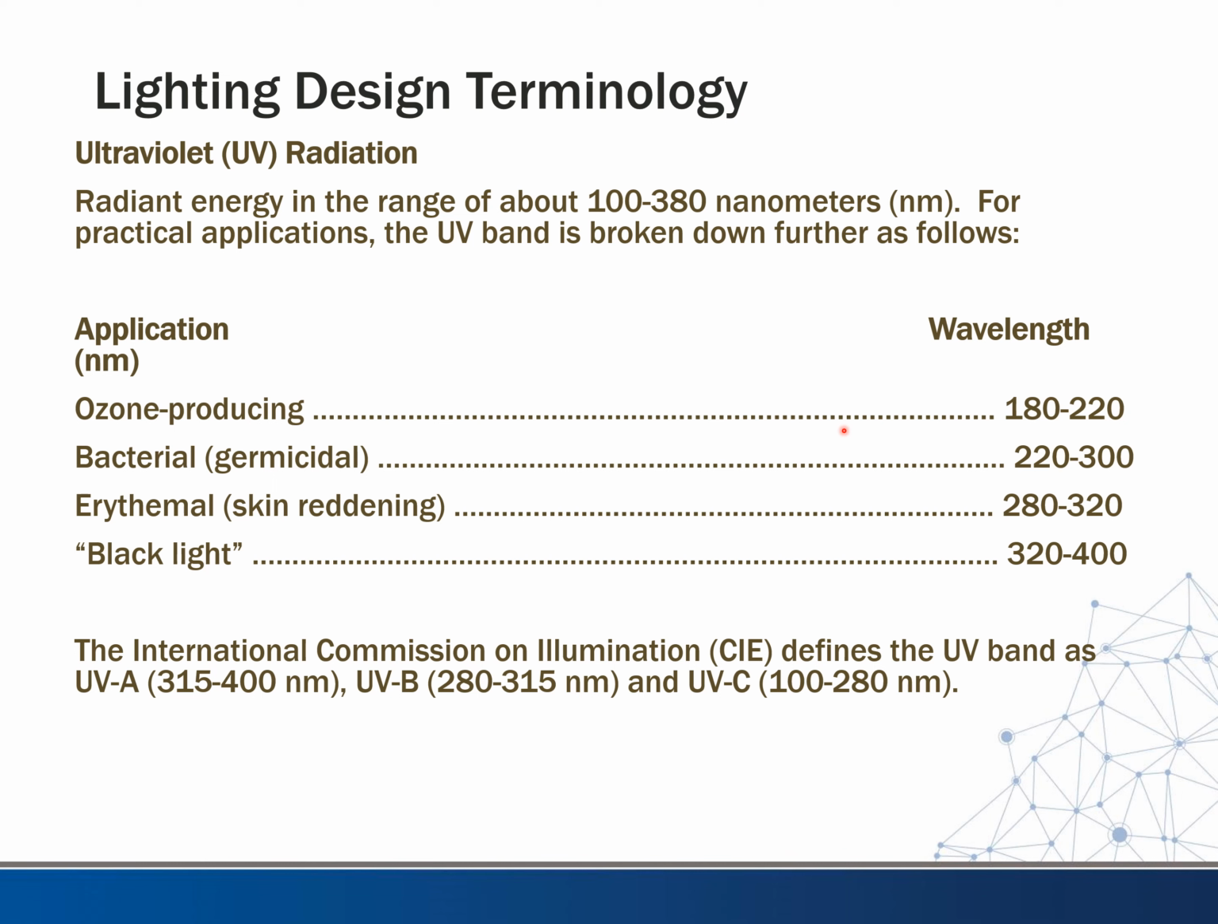The International Commission on Illumination defines the UV band as UVA, UVB, and UVC, and you can see the corresponding wavelengths there. You may be familiar with a device that's used at, like, the dentist office, such as an autoclave. It uses UV radiation to sterilize instruments, and so it usually has a UV bulb in there somewhere in the 220 to 300 nanometer range.